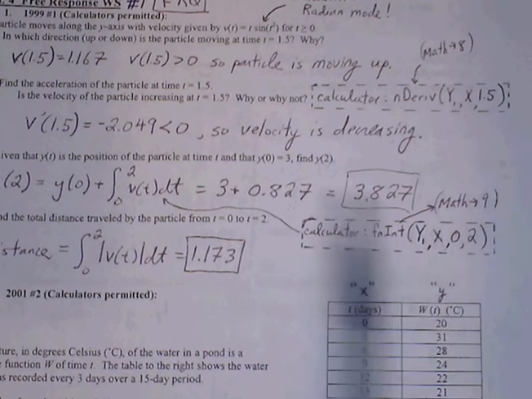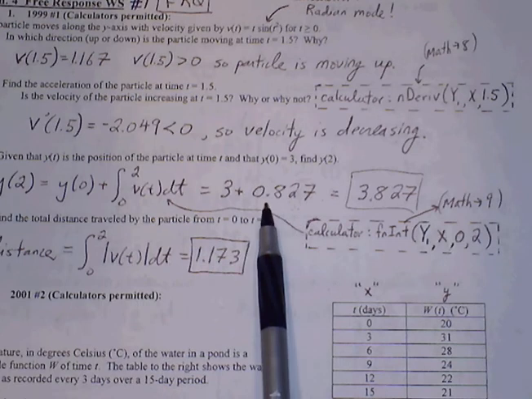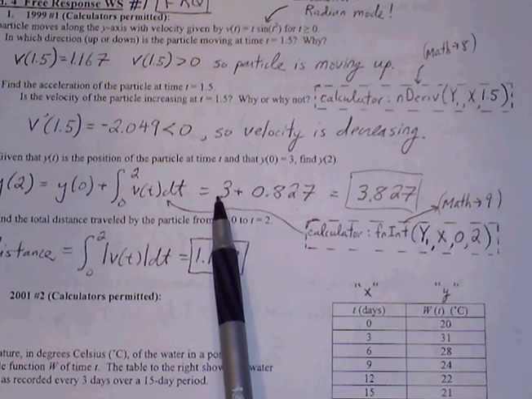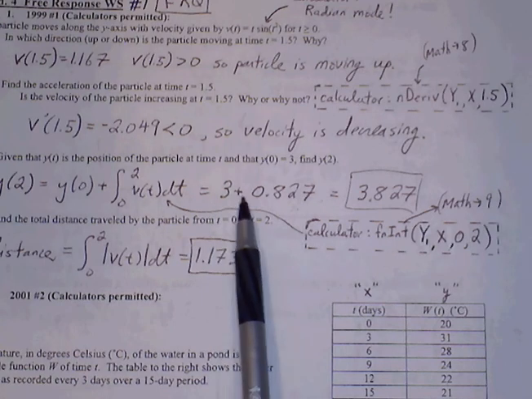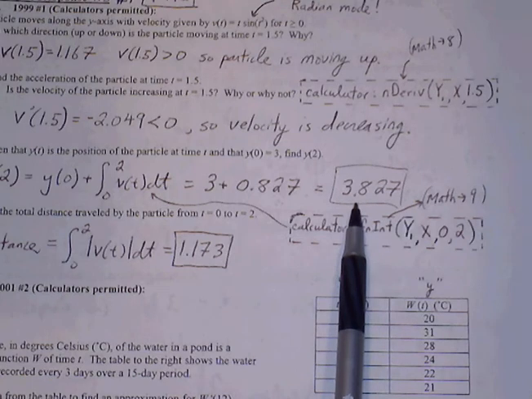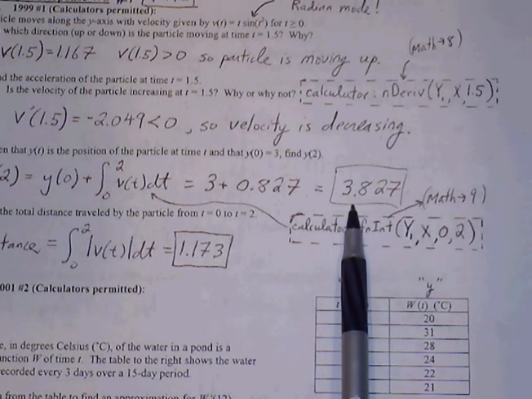So plug that in. So between 0 and 2, this particle will travel 0.827, so we add that to our starting point. So 3 plus 0.827. After 2 seconds, or after, let's say, t is equal to 2, the particle will be at position 3.827.